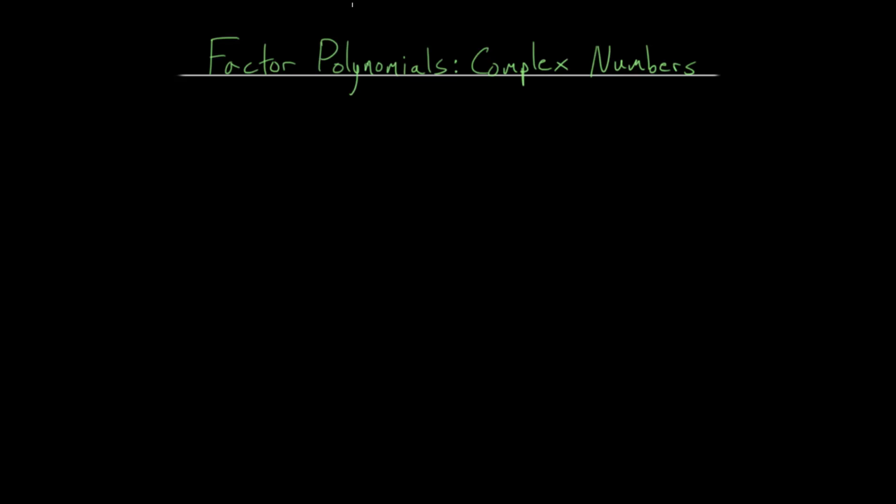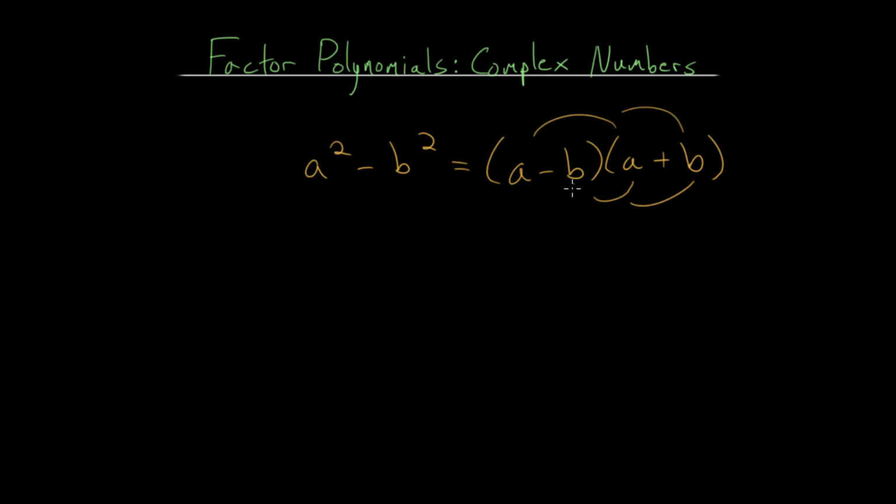In this video, I'd like to talk about factoring polynomials using complex numbers. And in previous videos where we talked about factoring polynomials, we came across something known as a difference of squares. And we determined that this could be factored as a minus b multiplied by a plus b. And you can verify this by redistributing on the right hand side, and you'll see that the middle terms cancel out and we just get a squared and minus b squared.